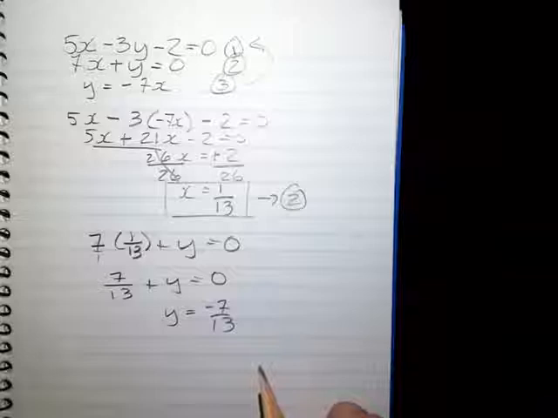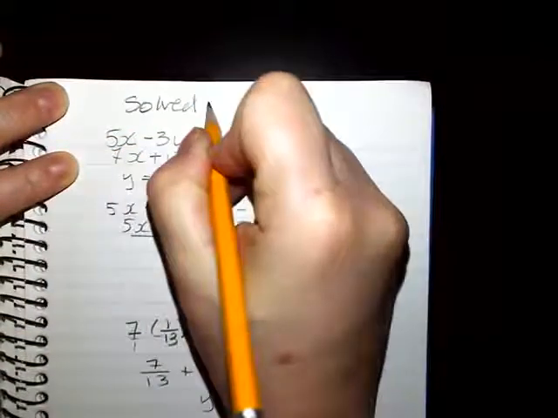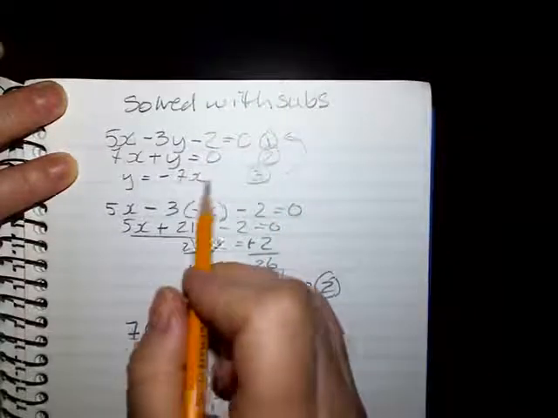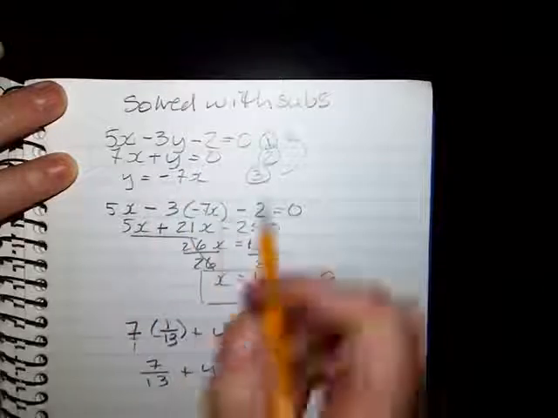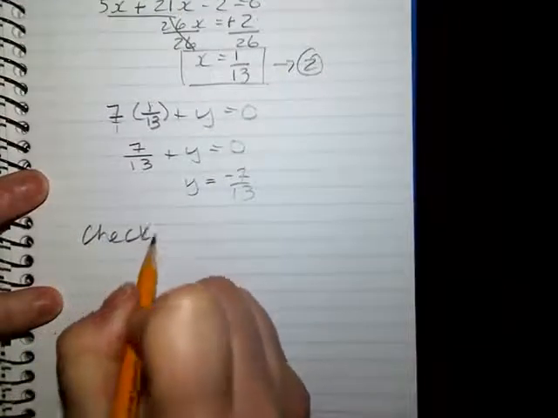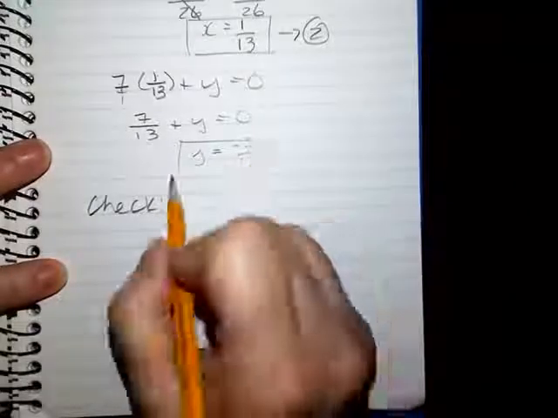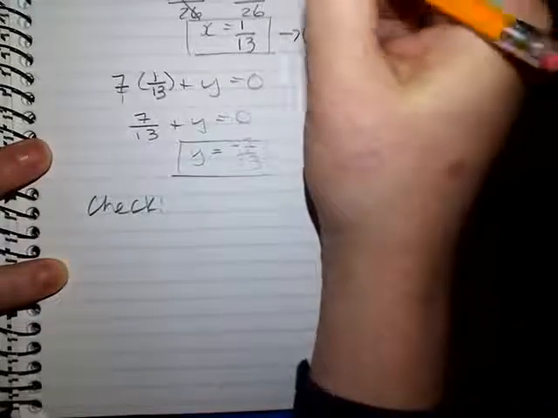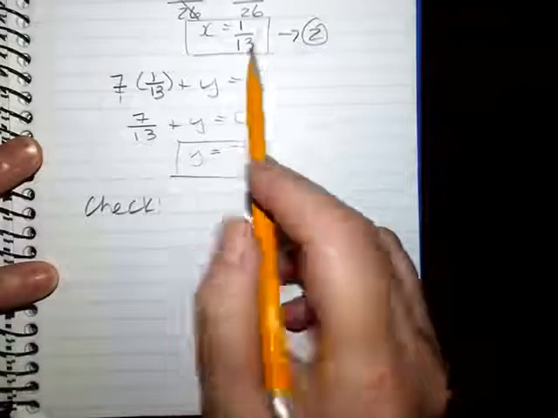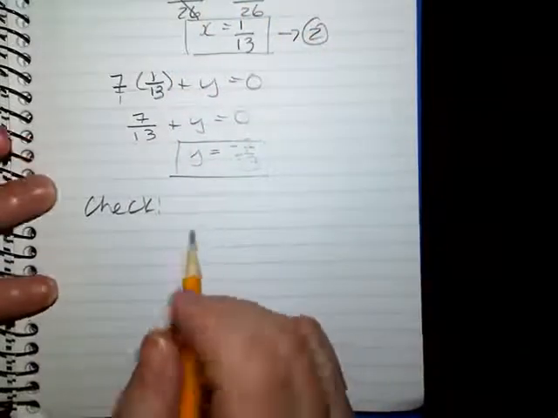All right, so now that I have that, here what I've done is I have solved with substitution, because of course I've subbed in y here initially. And now I'm going to check. Now when you check, what you're looking for is when I plug this x and y value into either equation 1 or 2, does the left side equal the right side? Because if it does, it means that this point satisfies that equation, and that's the solution.